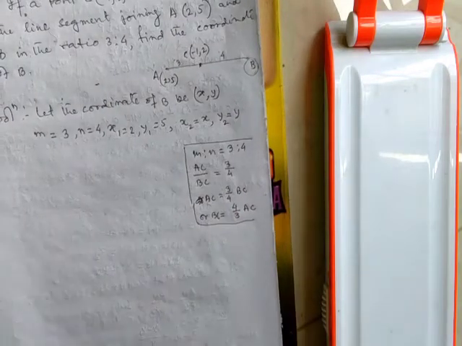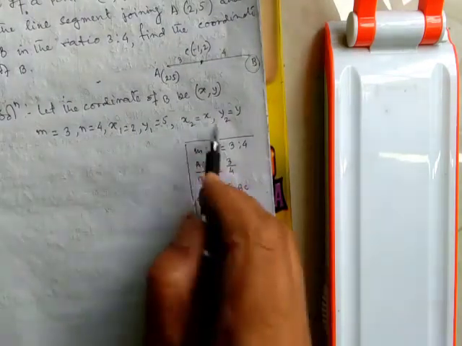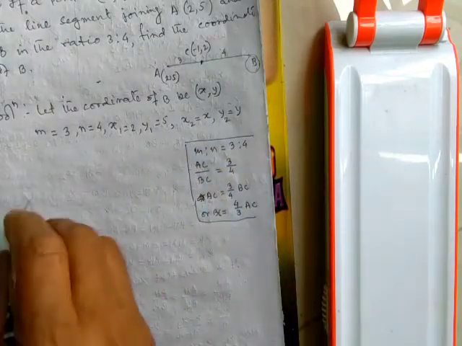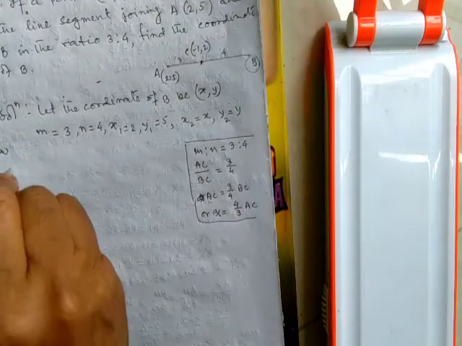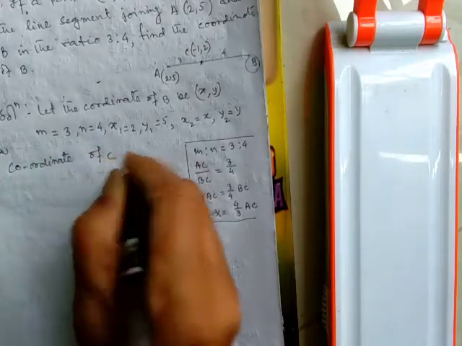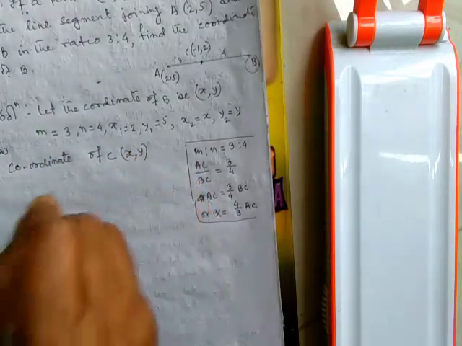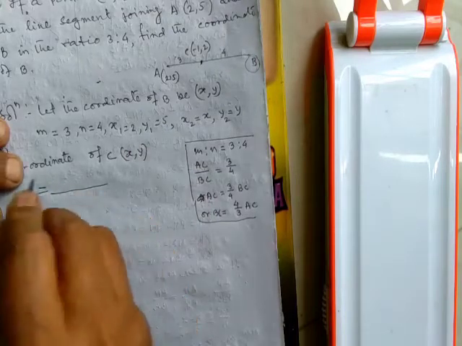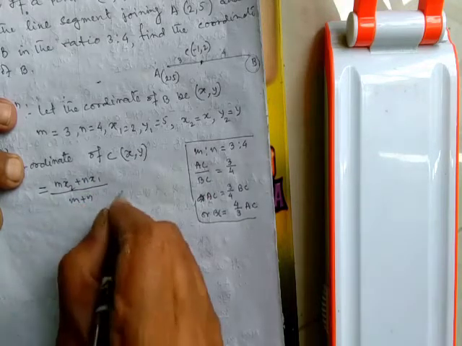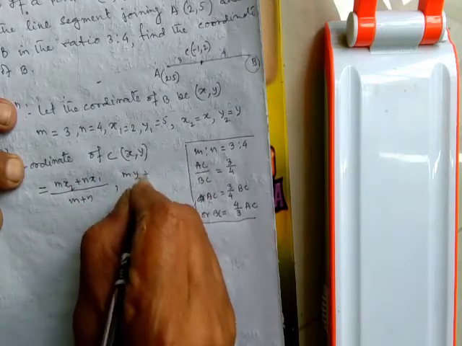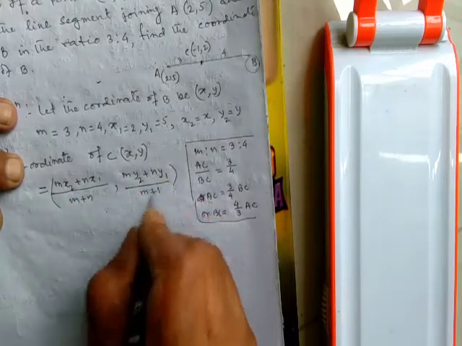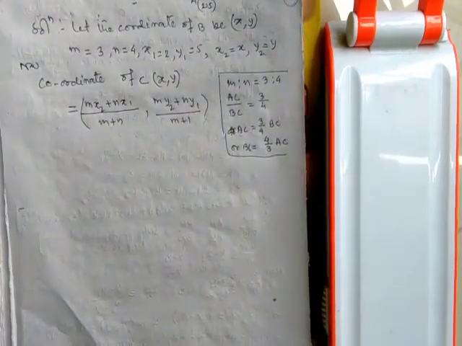Now, we were doing here, we got the value of this one. Now coordinate of C, that is (x, y), is equal to our formula (mx2 plus nx1) by (m plus n) and (my2 plus ny1) by (m plus n). This is our formula.